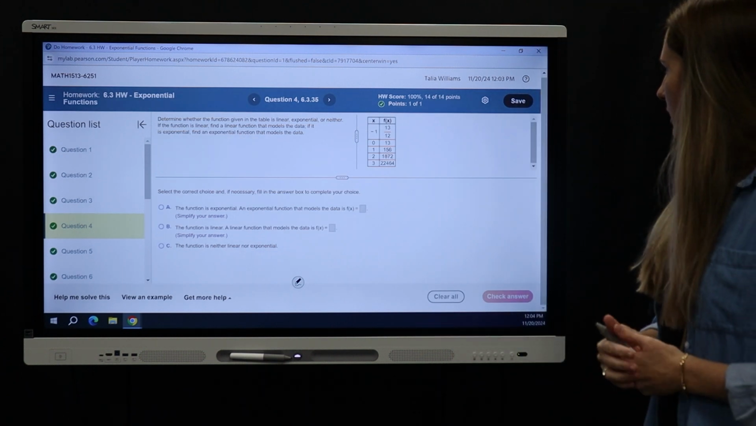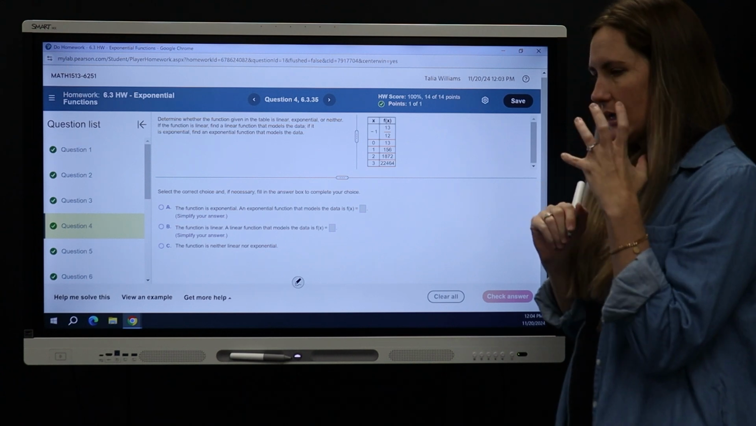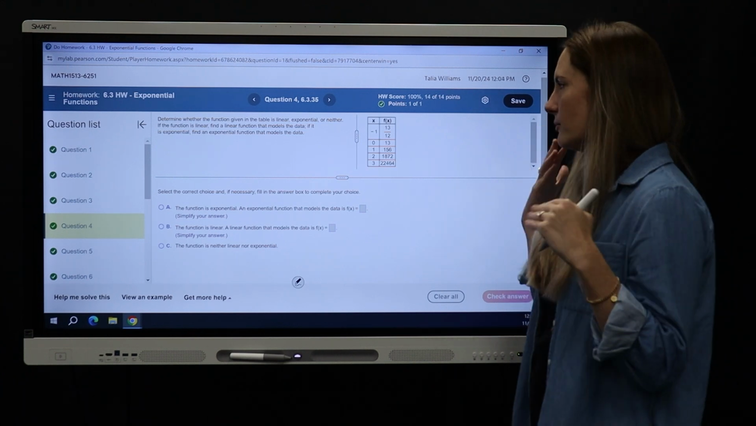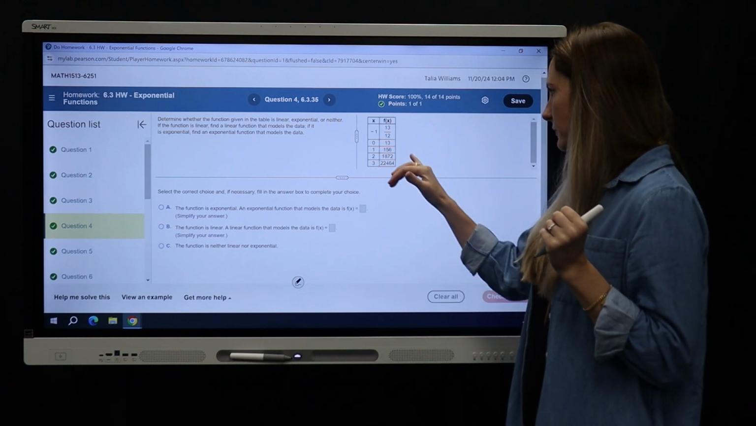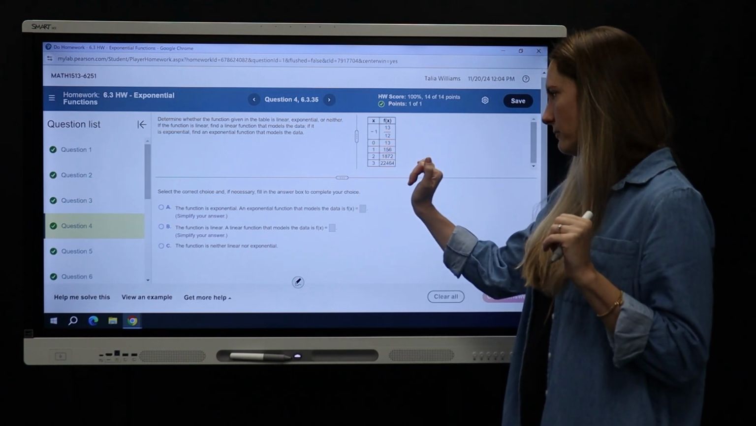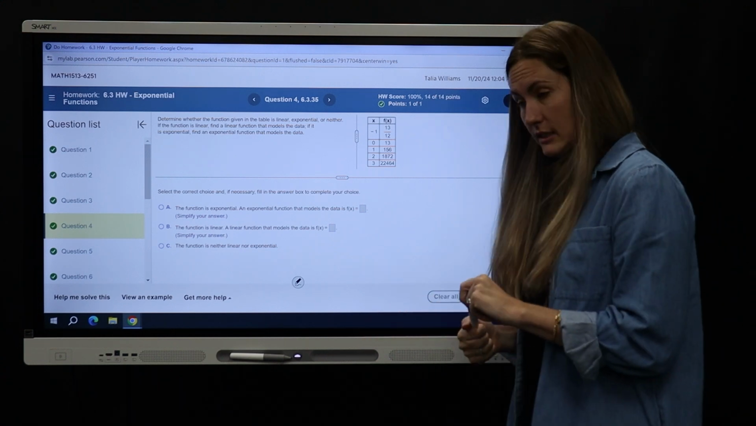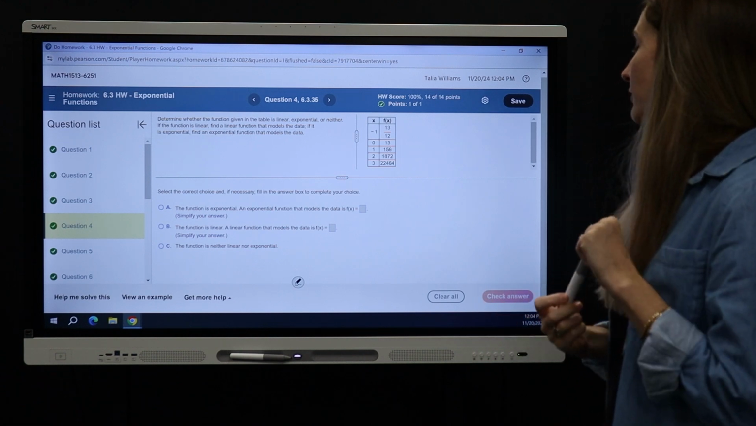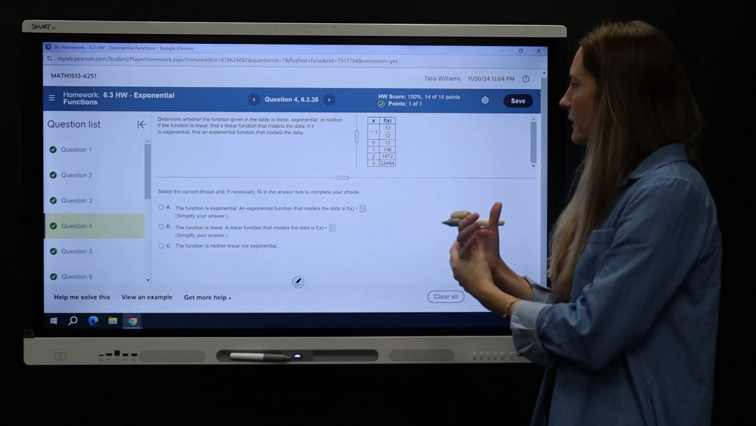Get us a new one. But so we have at 0, it's 13. Well, I guess first we have to determine if it's linear or exponential. So -1, 0, 1, 2, 3, 13 over 12, 13, 156, 1,872, 22,464. This is exponential if you've ever seen it because it grows that exponentially each time.